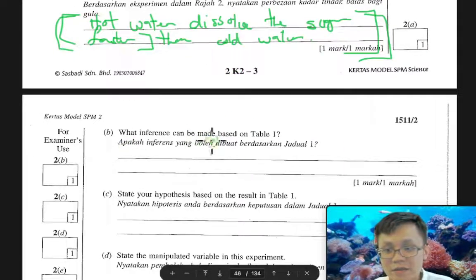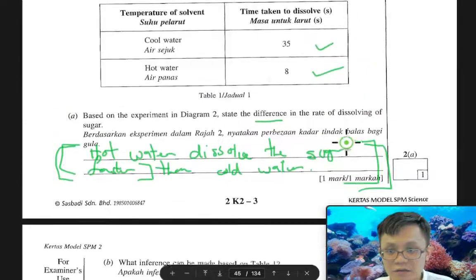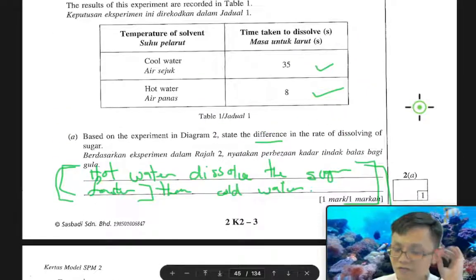What inference can be made based on table 1? So this is table 1. What inference can be made?